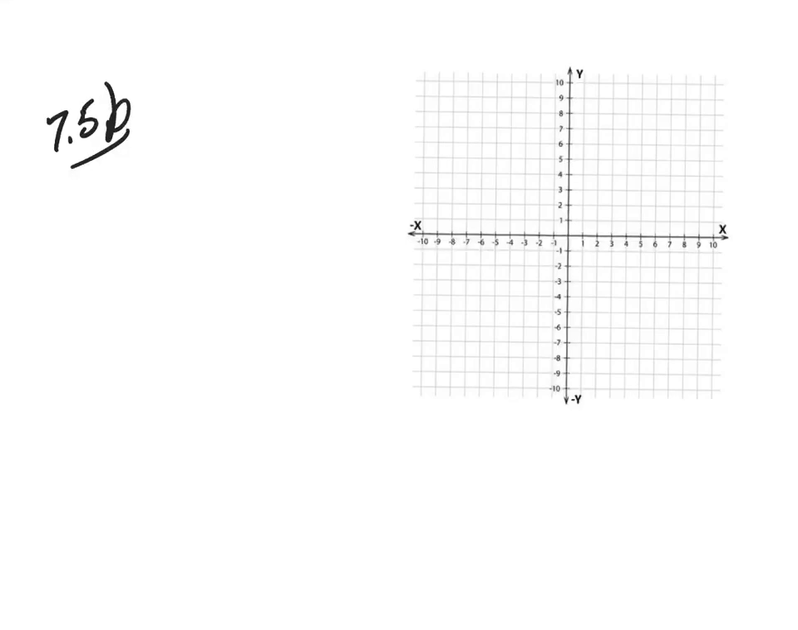Okay, 7.5, B as in Bravo. One of the things I do want you to make yourself aware of, maybe write down in your notebook or something, is top of page 615. It gives you the 3 steps as far as graphing parabolas.